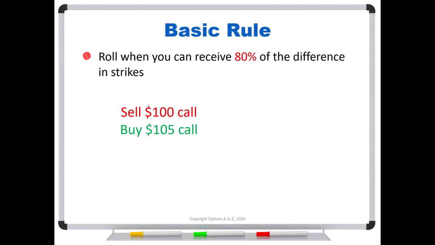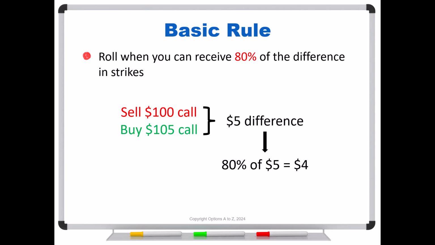But notice that there is a $5 difference in those strikes. So we take 80% of that difference, so 80% of that $5 difference is $4. And so the rule is telling you that if this vertical spread is trading for about $4 or a little more, then it's time to roll. If that vertical spread is trading for $2, that's too early. You're really not doing yourself any favors by rolling that soon.